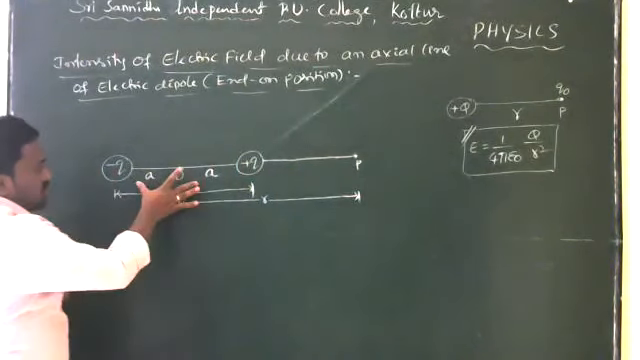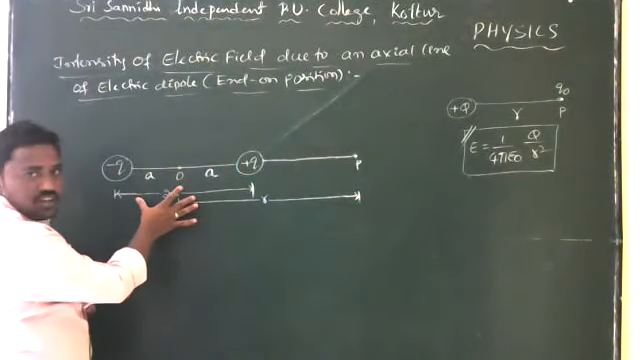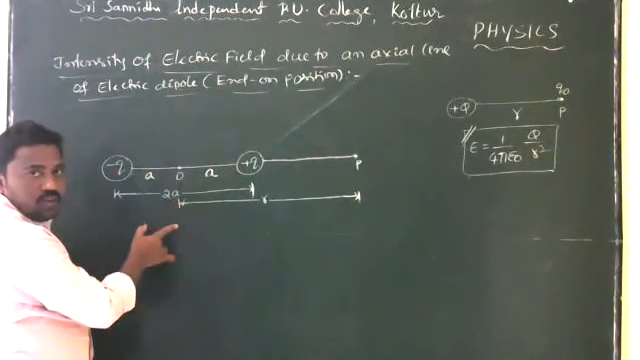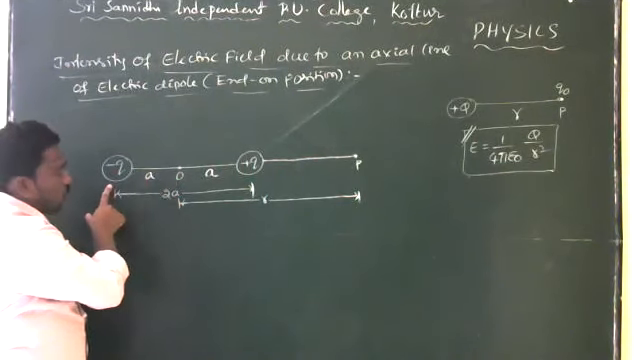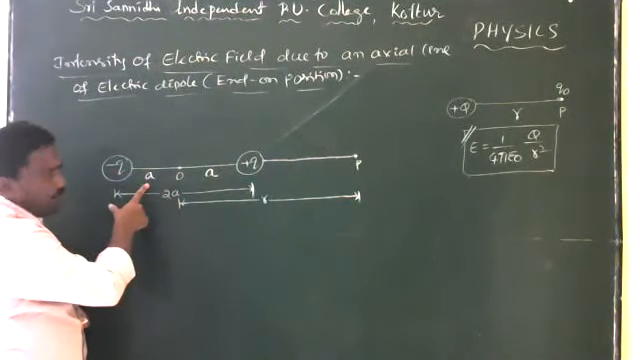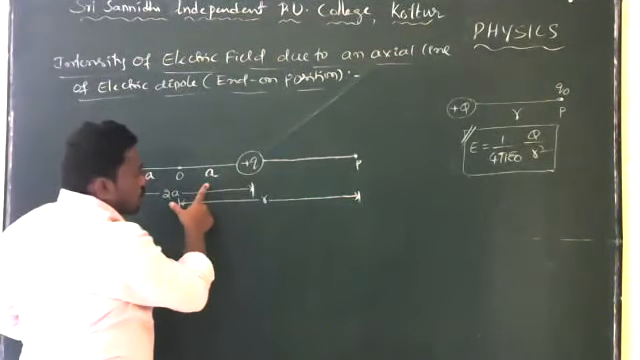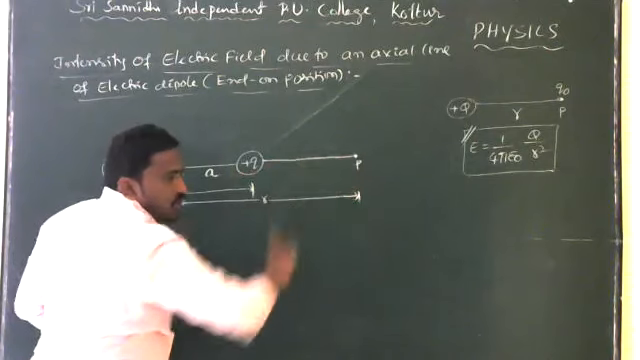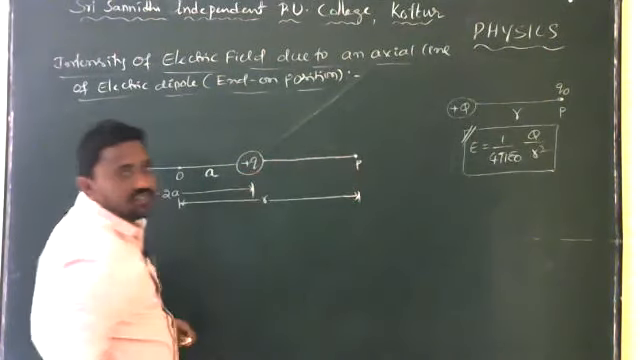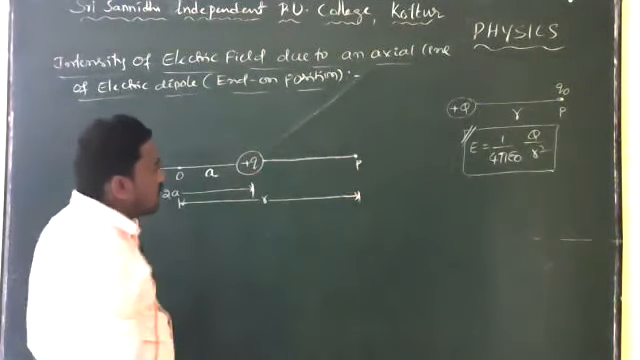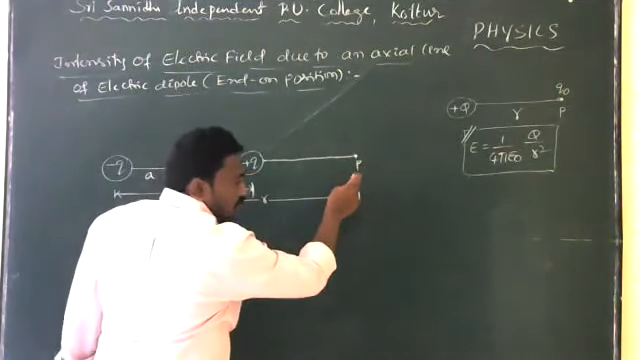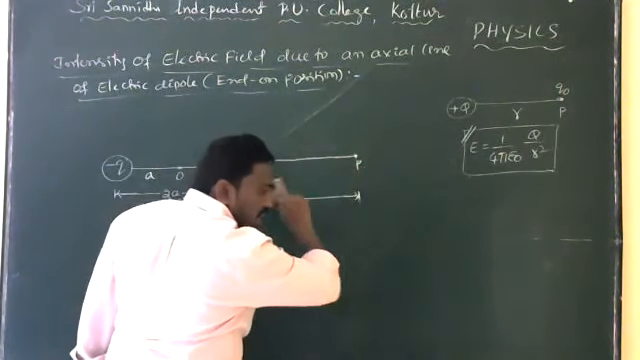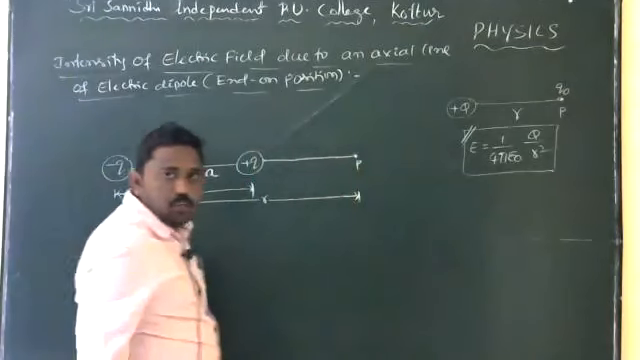Here two charges are separated by a certain distance. O is the center of the dipole. The distance from the center of the dipole to the minus Q charge is a, and the distance from the center of the dipole to the plus Q charge is also a. Now P is a point along the axis of the dipole, so this is the axial line. Let P be a point on the axial line of the electric dipole.